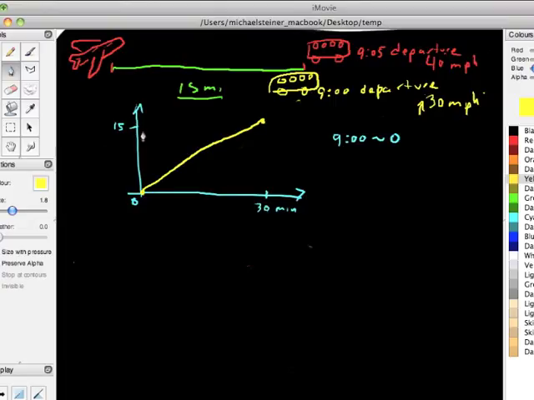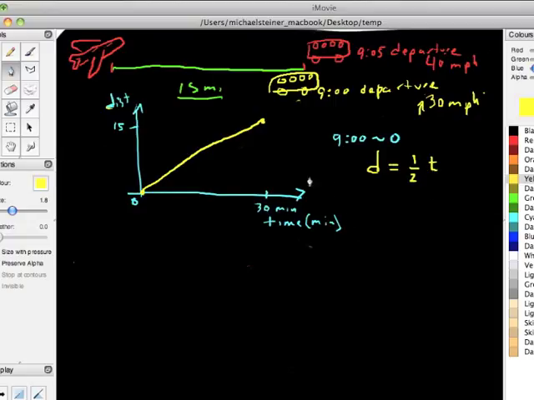So this is distance. Distance as a function of time, and time is in minutes, is quite simply, for the yellow bus, distance is equal to the slope, 1/2, times the time. The rise is 15, the run is 30, so rise over run is 15 over 30, or 1/2, times the time.